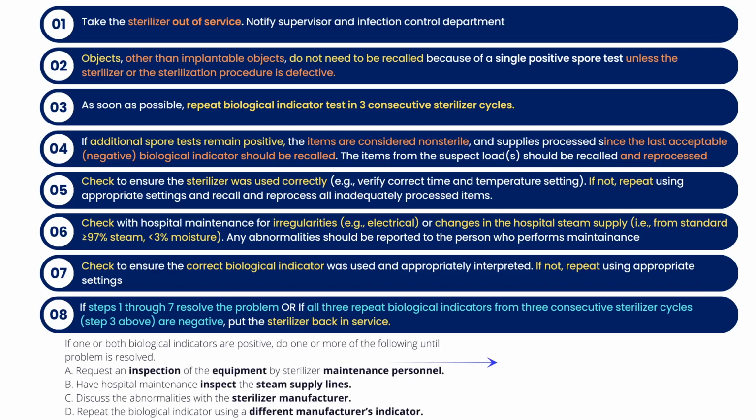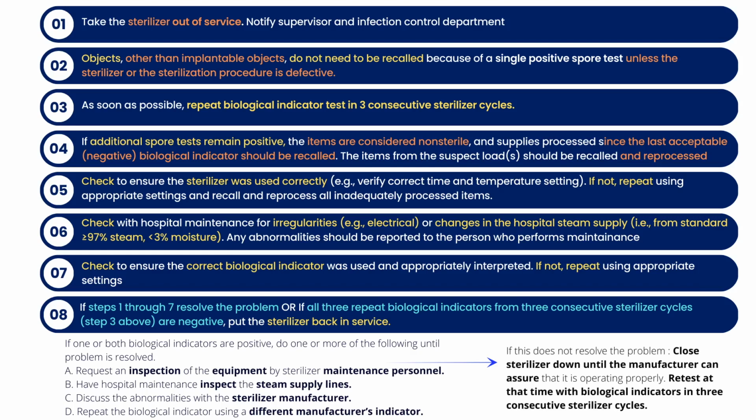But if that is not the case, then you have to ask your maintenance personnel to look at the equipment. You have to ask your maintenance person to check the steam supply line. You also have to contact the autoclave manufacturer, and you have to repeat the biological indicator using another manufacturer's indicator. If that does not solve the problem, you have to shut down that sterilizer until the manufacturer can assure that it is operating properly.